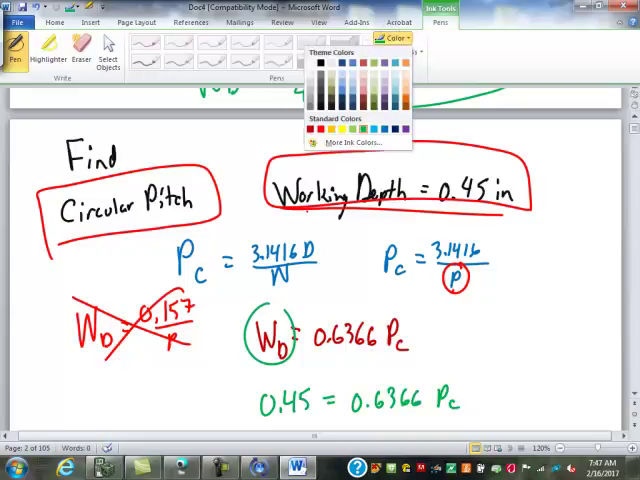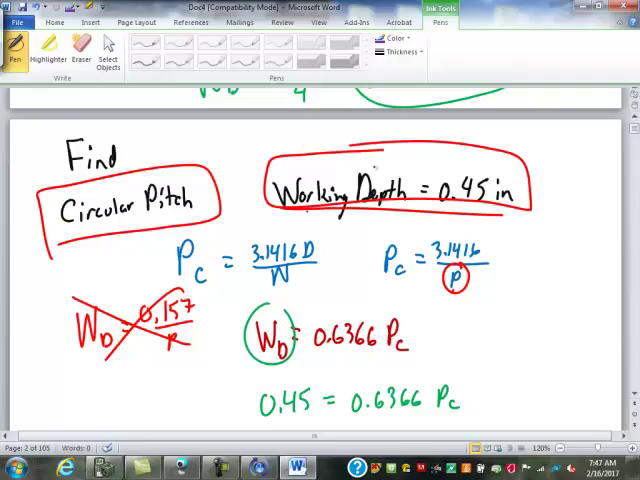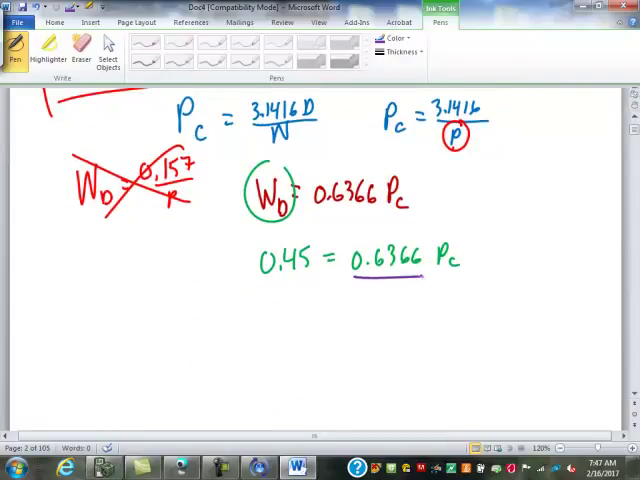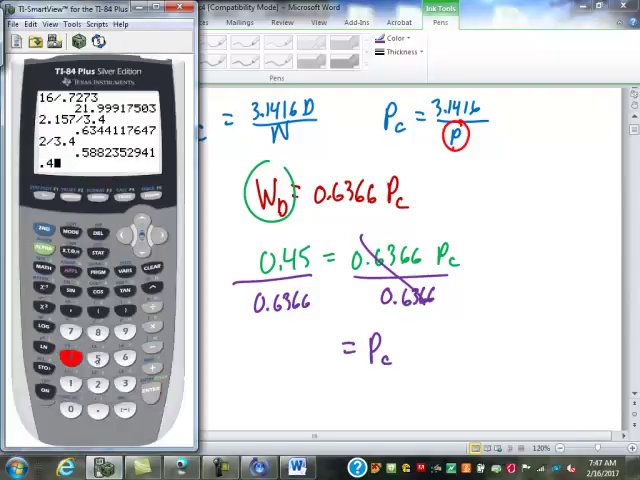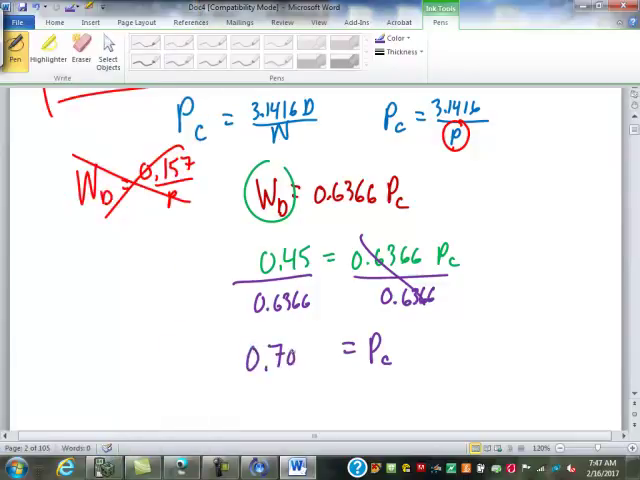And now we're going to have to solve this for the circular pitch. So we're going to solve that by dividing by 0.6366. So the circular pitch gives us 0.7069. This is our circular pitch.